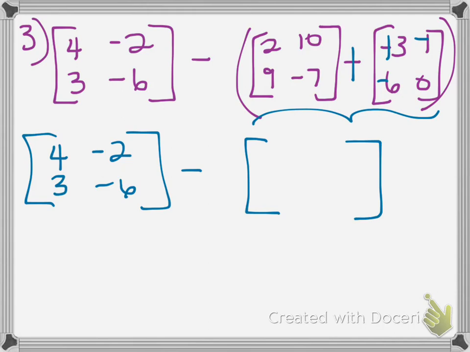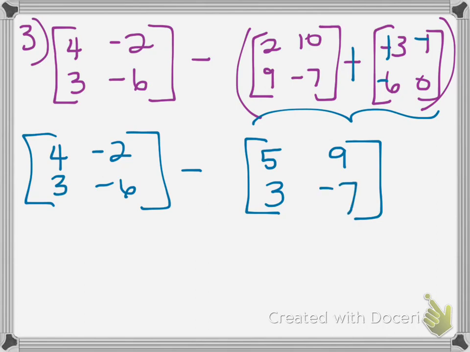And so you do want to add the opposite with the matrix. So then I have 2 plus 3, which is 5. 10 plus -1, which is 9. 9 plus -6, and that's 3. And then -7 plus 0 is -7.